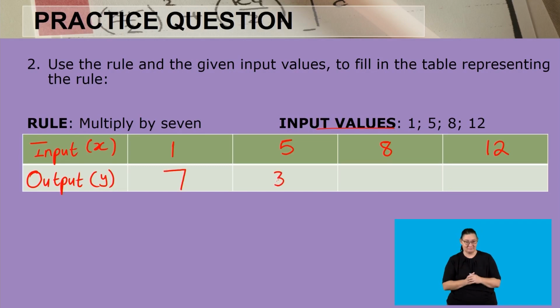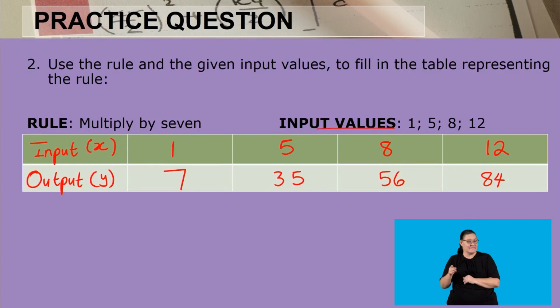What about 5 multiplied by 7? If you have 35 in mind, then you are absolutely correct. What about 8 multiplied by 7? Do you have 56 as an answer? Then you are correct. And the last one there, we have a 12 multiplied by 7. Do you know what that answer is? Yes, it is an 84. And those are the output values from the rule that said that we must multiply by 7. Remember, we just take the input values, we apply the rule, and the result is the output values.